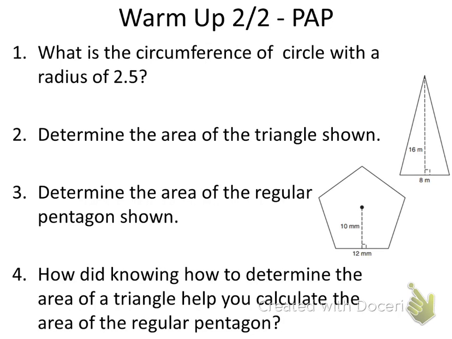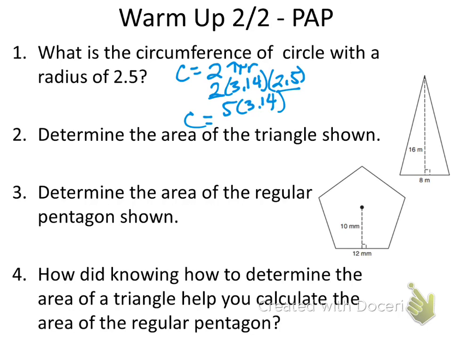Now that you've had time to work on your warm-up, let's go over the answers. For number 1, you're looking for the circumference of a circle with the radius of 2.5. Because we have radius, we're going to use circumference equals 2 pi r. 2 times 3.14 times 2.5. 2.5 times 2 is 5, so 3.14 times 5. So the circumference of this circle is going to be 15.7.